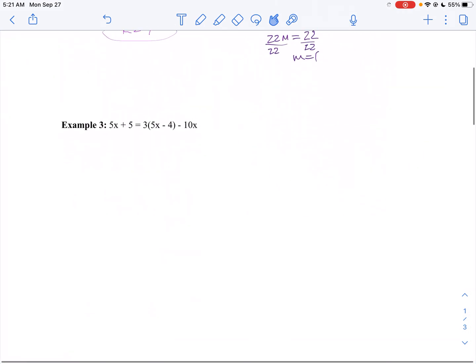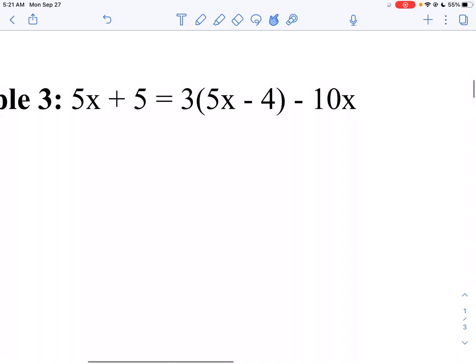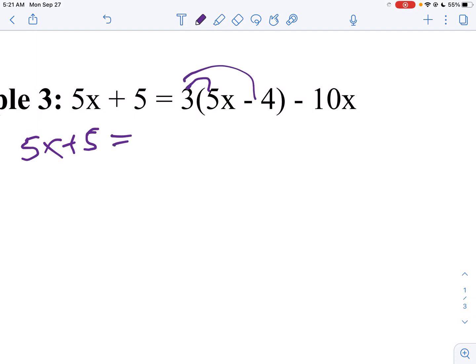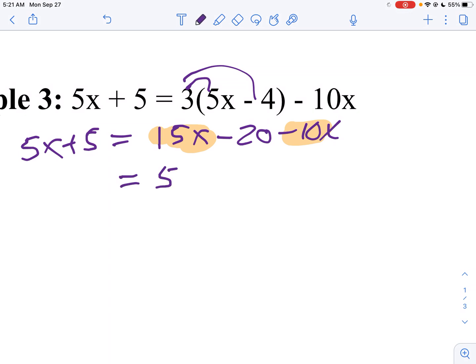Let's take a look at example 3 now. Now, example 3, notice the left side, I can't really do anything. I can't simplify that. That's 5x plus 5. But on the right side, I can distribute. So we get 3 times 5 is 15x minus 20 minus 10x. Now notice you do have some like terms here. 15 minus 10 is 5x. So I'm going to keep on simplifying the right side. So I get 5x minus 20 equals 5x plus 5.